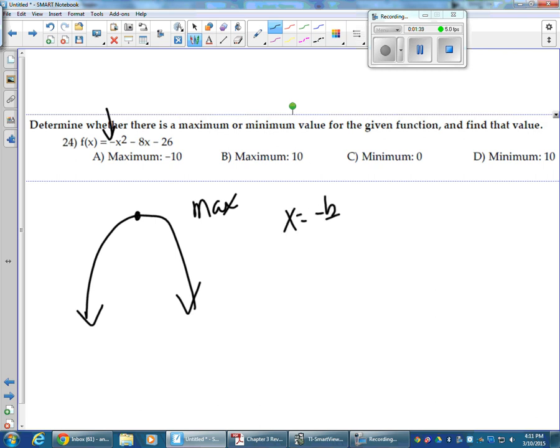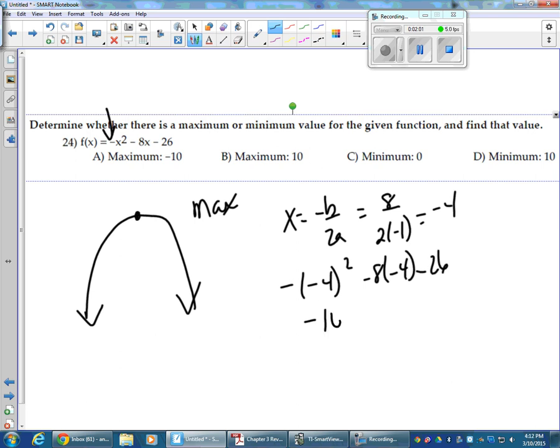So x equals negative b over 2a will give us the x value, and then the y value will actually be our maximum. So negative b over 2a for this problem would be 8 over 2 times negative 1, so I get negative 4. And when I plug in negative 4, I get negative 16 plus 32 minus 26. Let me try this on the calculator here. Negative 16 plus 32 is 16, minus 26 would be negative 10. So my maximum point, this point right here, is negative 4, negative 10.